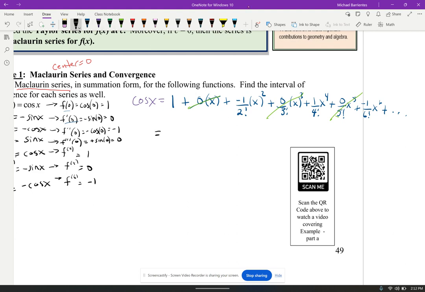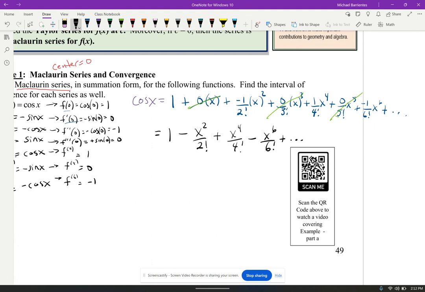So therefore, cosine x is equal to 1 minus, instead of plus a negative, I'm just going to say minus, x squared over 2 factorial, plus x to the fourth over 4 factorial. And again, I have a plus and negative, so I'm just going to say minus. Then multiply 1 times x to the 6, so minus x to the 6 over 6 factorial plus yada, yada, yada.